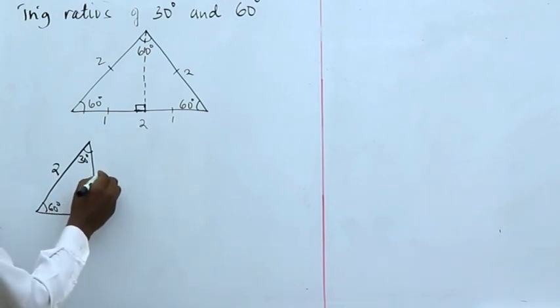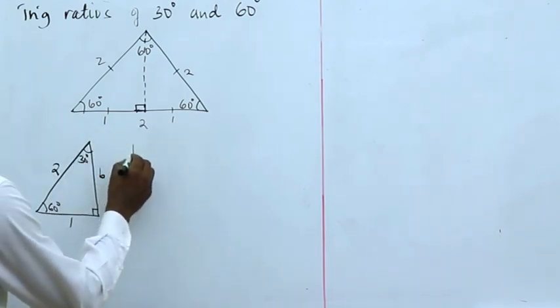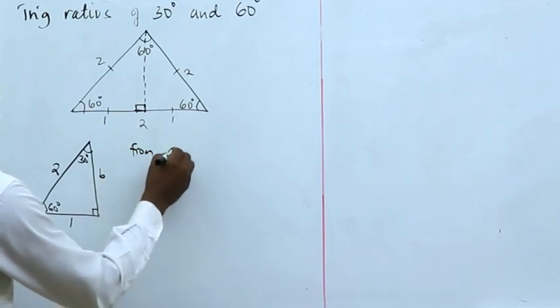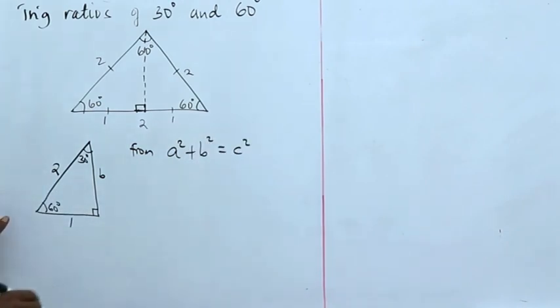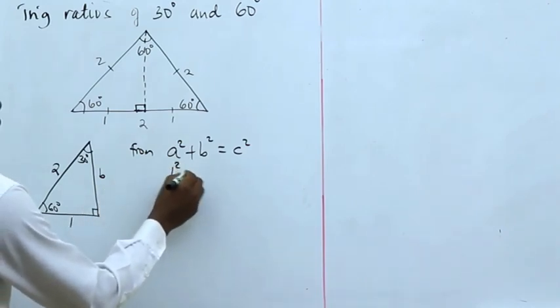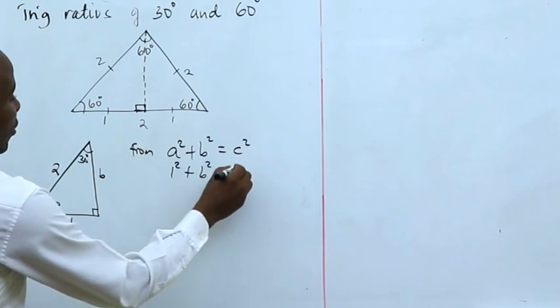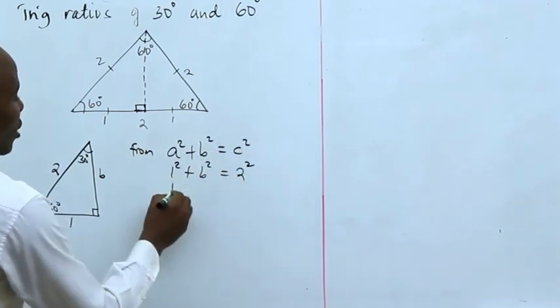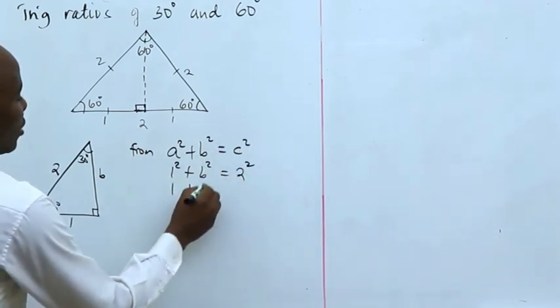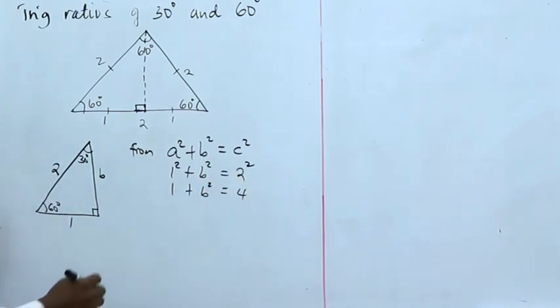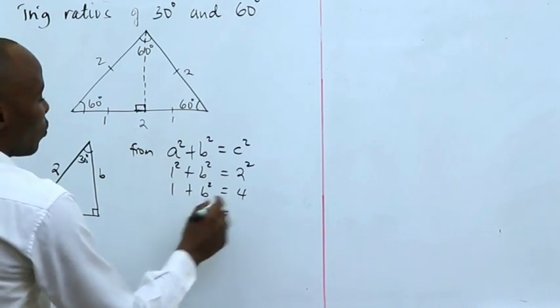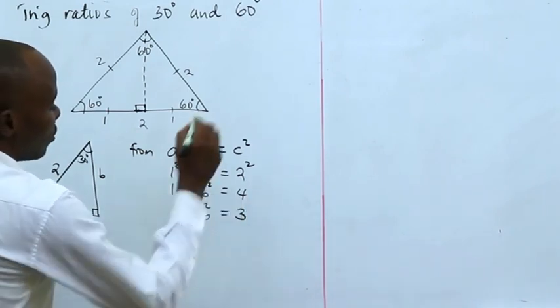So if I call this B, I can say that from A squared plus B squared, this one is equal to what? C squared. That is the Pythagoras theorem. Now, if this is 1 squared, I don't have B. This is 2 squared. So 1 squared is 1. B squared is equal to 4. When you square 2, you get 4. B squared will be equal to, if you take the one the other side, you get a 3.